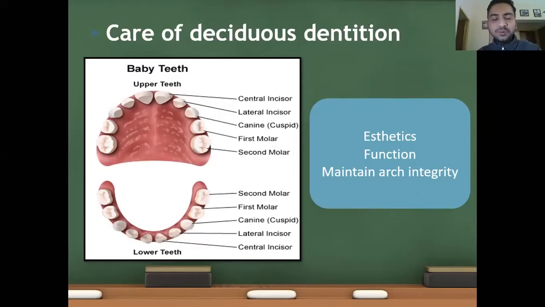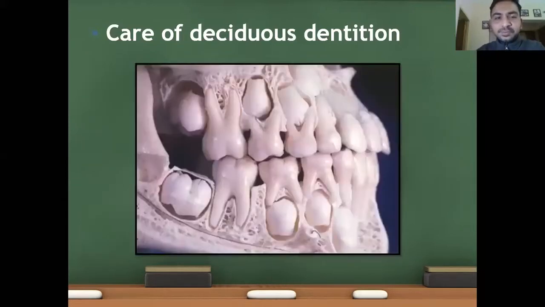So we have discussed 3 points which are interrelated: parent education, caries control, and the care of the deciduous dentition. These are the parts of preventive orthodontics. Even though there is nothing in the patient's mouth, there is no malocclusion, we are doing these things to prevent malocclusion from developing. So this is the reason why you have to care for the deciduous dentition.